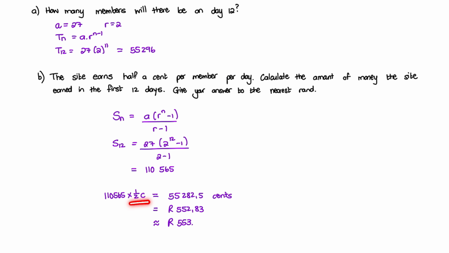So I just multiply that by a half, and that gives me 55,282.5 cents. And if I convert that to rand, it's roughly 553 rands over the first 12 days.